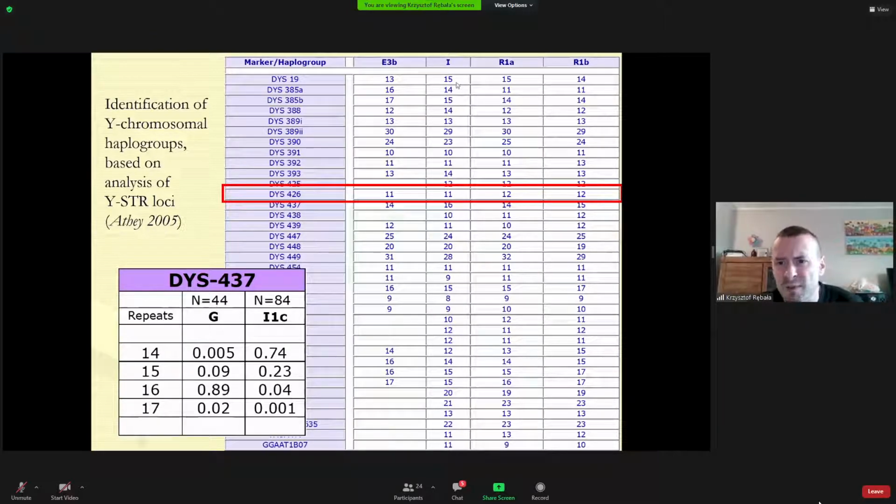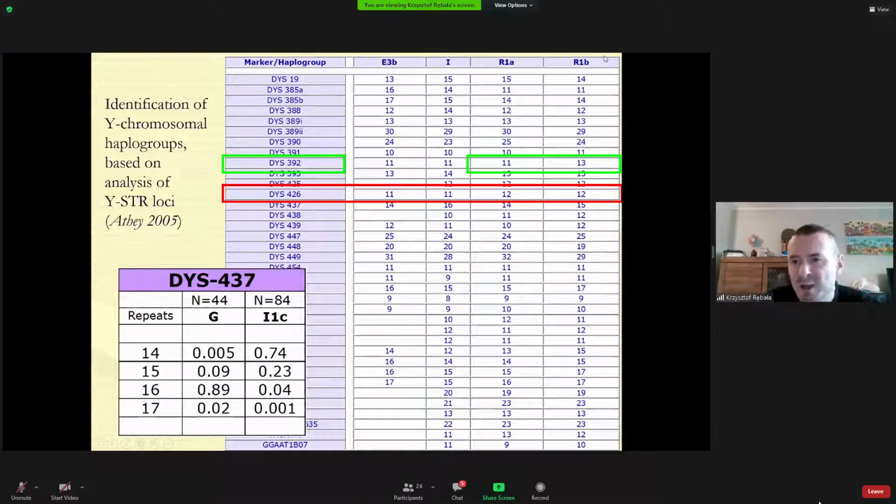If I detect allele 12, it is much more likely that this is haplogroup R1a or R1b. It is extremely unlikely that this is haplogroup I or E3b. So if I detected 12, I'm sure that it must be R1a or R1b. And then when I detect an allele at another marker, which also mutates quite rarely, more often than the previous marker but still quite rarely, if I detect allele 13 or 11, I know it must be either R1a or R1b.